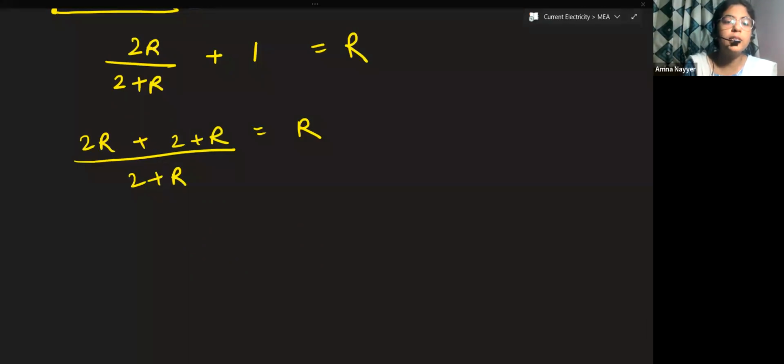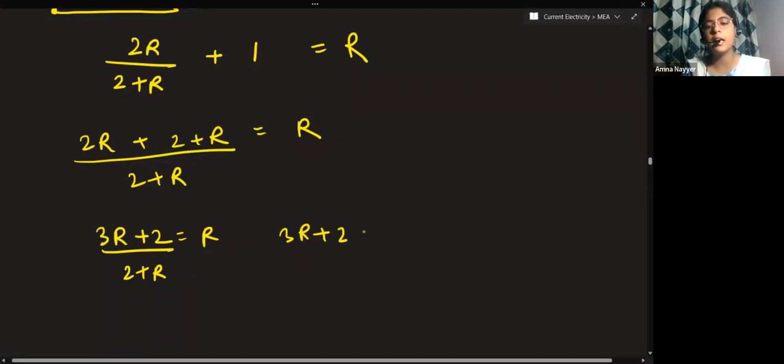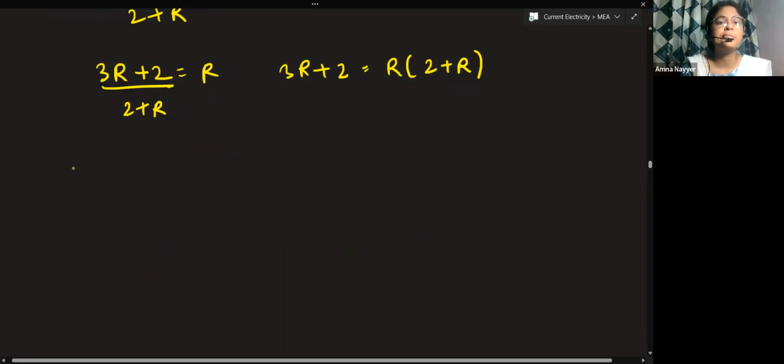So if we solve this further, this becomes (3r + 2)/(2 + r). This is equal to capital R. So let's cross multiply it. This will be 3r + 2, and this side will have r multiplied by (2 + r). So let's open the brackets. 3r + 2 will be equal to 2r + r². 2 + 3r will be equal to r².